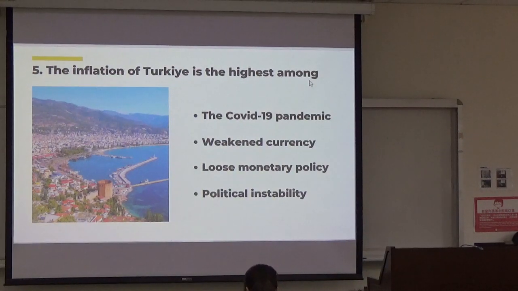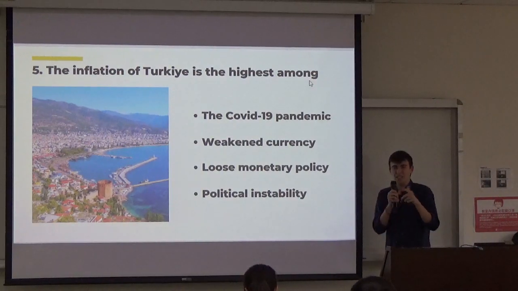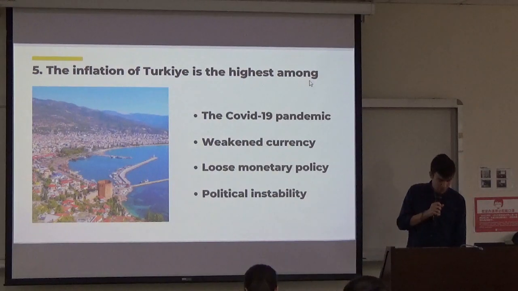The second one is the weakened currency. I don't know if you saw the news some years ago, but they had a battle with the United States. Also, their currency is lower than the euro and the dollar. So when you want to buy something from another country, it's more expensive, and inflation increases. And the fourth is the political instability. Their president is Erdogan. I'm Spanish, and I know a lot about Erdogan because he's someone very controversial. So imagine people don't want to invest in a country whose president is always trying to do weird things.